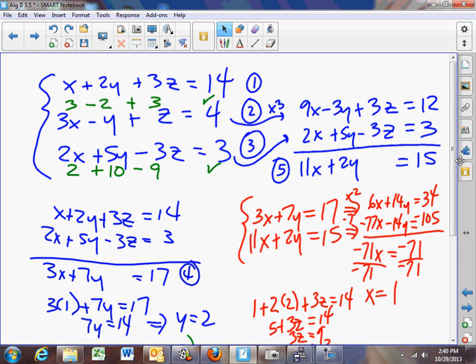And that is solving systems of three equations in three variables. We're done.